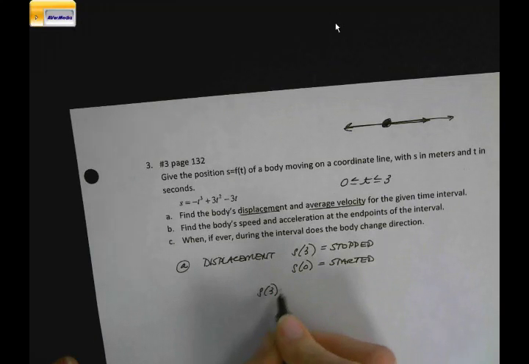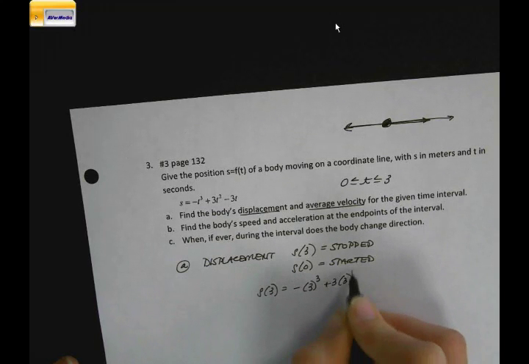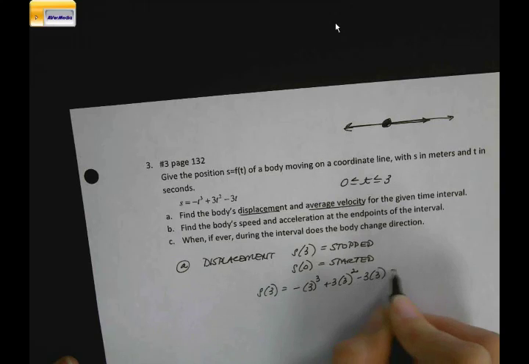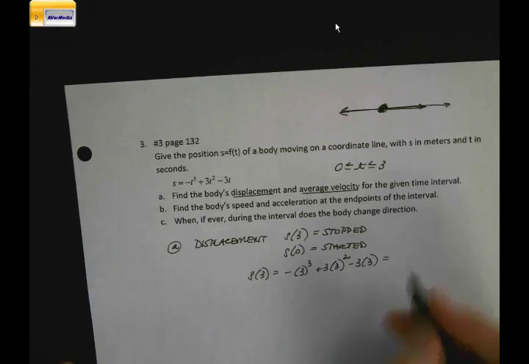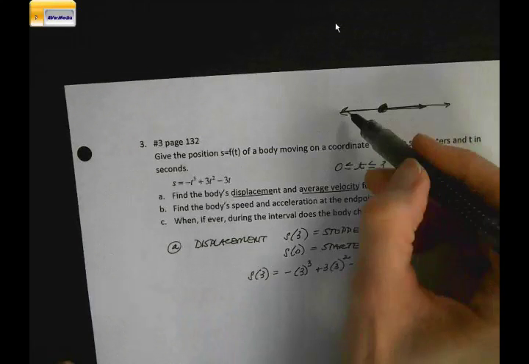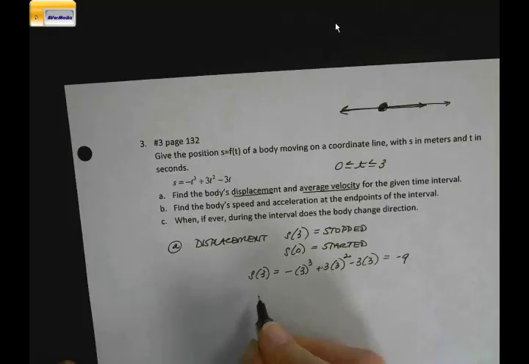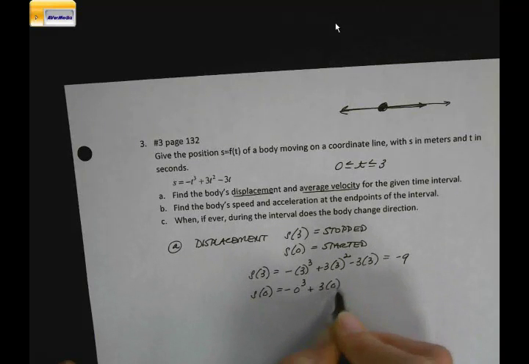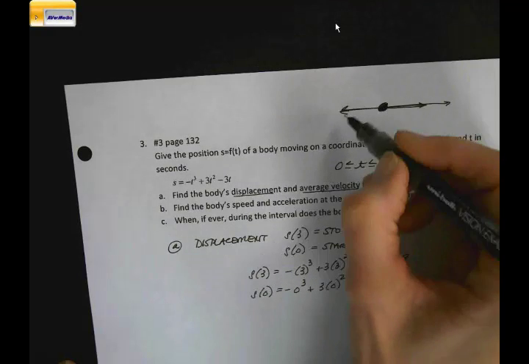So S of 3 is negative 3 cubed plus 3 times 3 squared. Don't we just love the number 3? Okay, so it's negative 27 plus 27 minus 9, which is negative 9. We ended to the left 9 meters. We stopped 9 meters to the left. An initial position would be negative 0 cubed plus 3 times 0 squared minus 3 times 0, which was 0. So we started at the point of origin, and no telling how much we moved around. We ended up to the left 9 units.